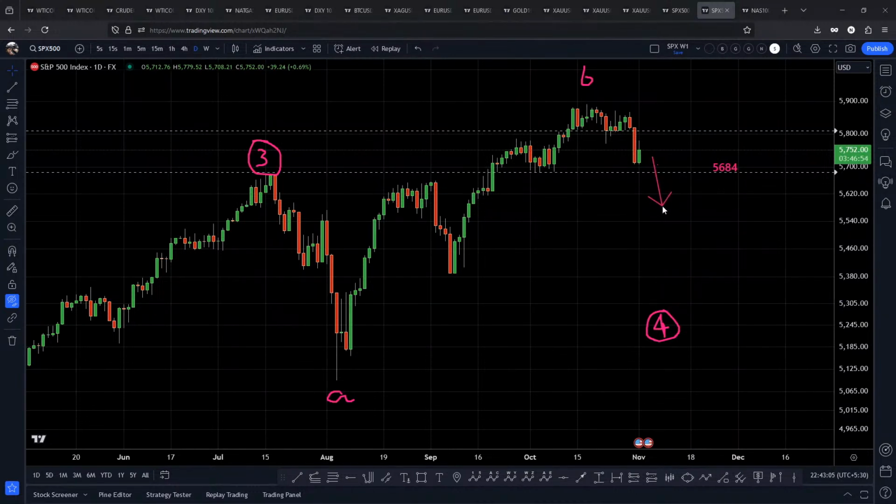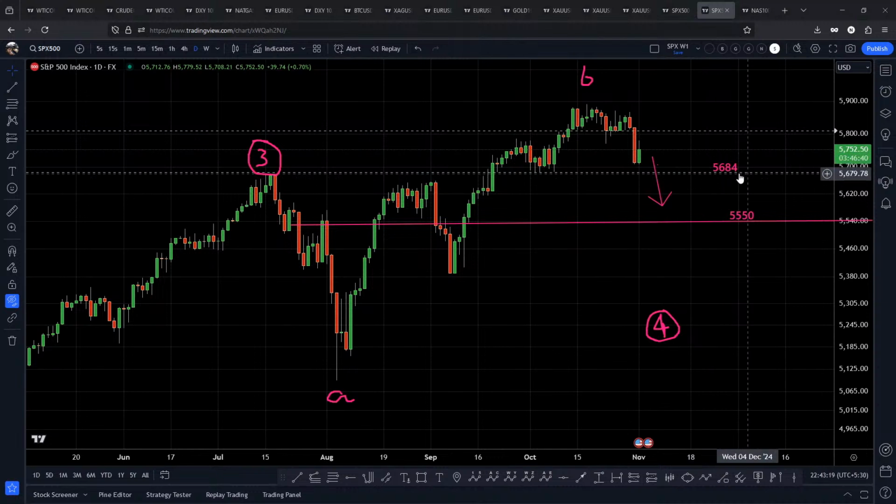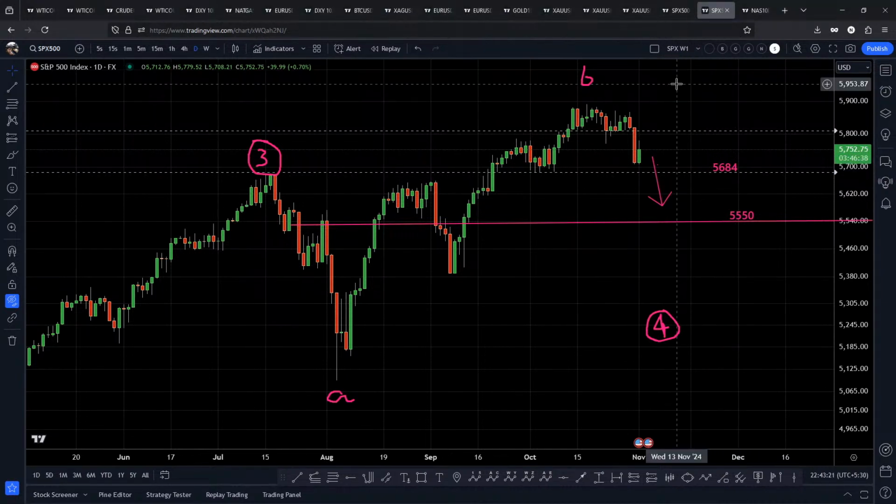Could go further lower, could go a little bit lower. Let's call 5550 our possible downside target, which can then follow further lower targets with target minimum at 5684. So that's my take on S&P 500.